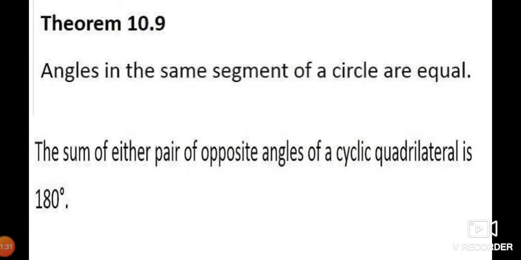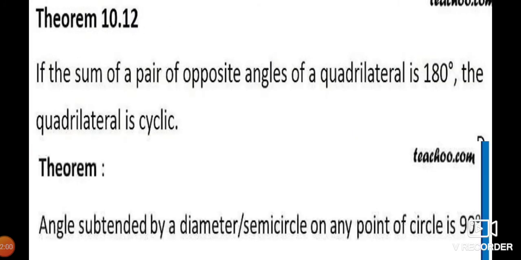Theorem 10.9: Angles in the same segment of a circle are equal. The sum of either pair of opposite angles of a cyclic quadrilateral is 180 degrees. So this is also one type of theorem: angles in the same segment of a circle are equal. The next, 10.2: if the sum of a pair of opposite angles of a quadrilateral is 180 degrees, the quadrilateral is cyclic. The sum of the pair of opposite angles in the quadrilateral.